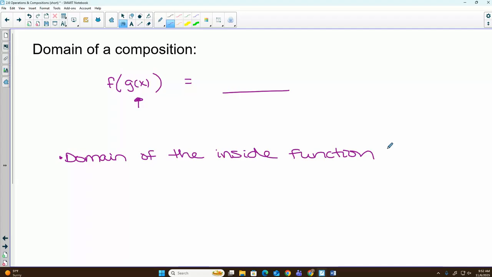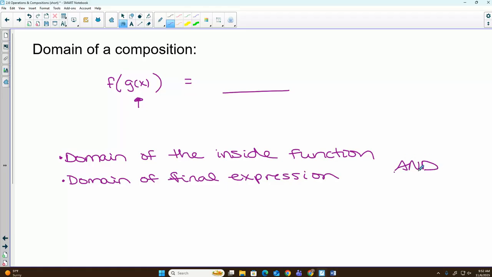And so it's a two-step process: it has to work at the very beginning, and then I have to get an answer when I plug that into the outside function. So it's the domain of the final expression. Okay, we have to put both of these together to get the final domain in our composition. So we can't only look at the final answer. We would get the right answer sometimes, but not all the time. So we have to look at both pieces.